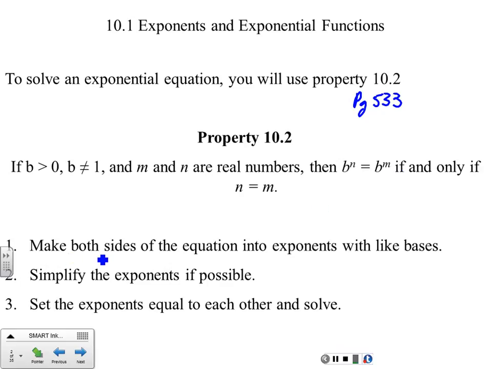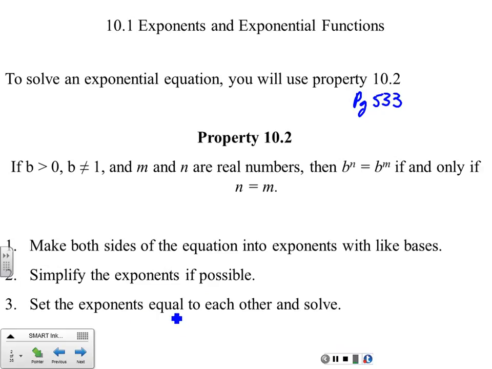So step number 1. Make both sides of the equation into exponents with like bases, and that's key. You've got to have like bases. Step number 2, simplify the exponents if possible. Sometimes you'll need to do this and sometimes you won't. I'll show you an example of both. Step number 3, set the exponents equal to each other and then solve.